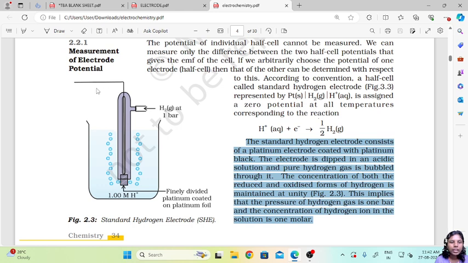So see here, it consists of a platinum electrode. Here this is the platinum electrode which is coated with platinum black, and then it is put into this acidic solution which is mostly H2SO4, and this happens all at standard conditions.